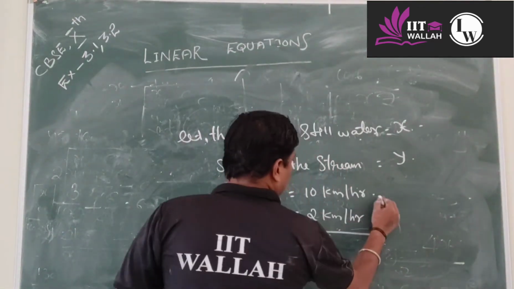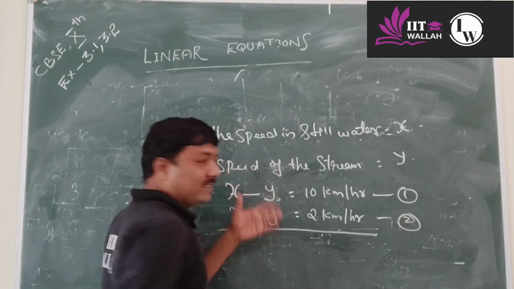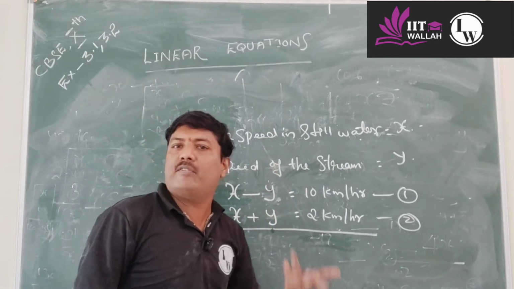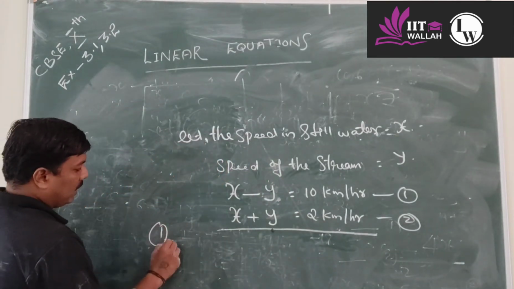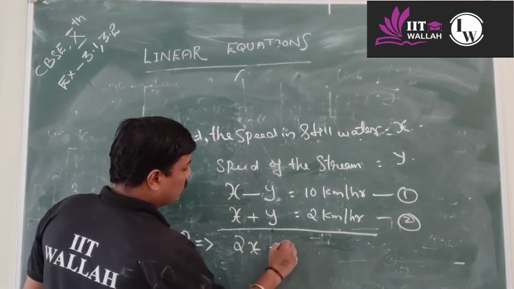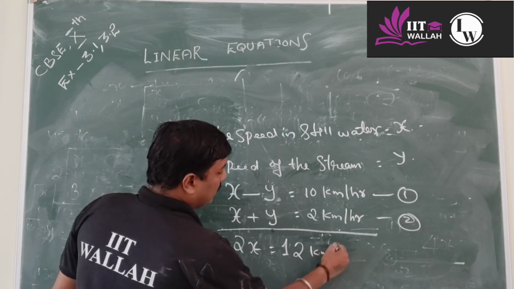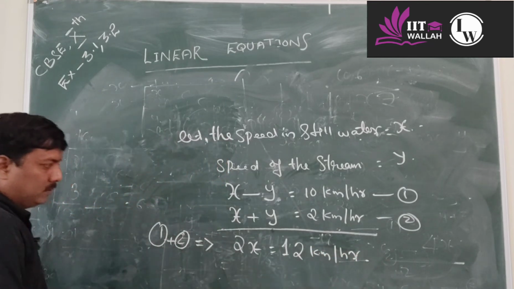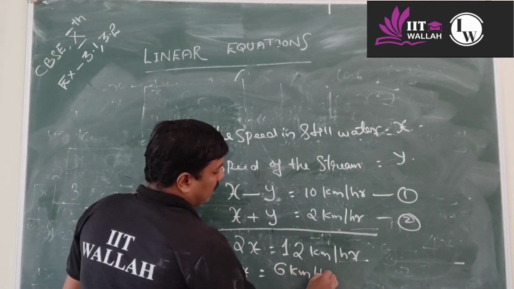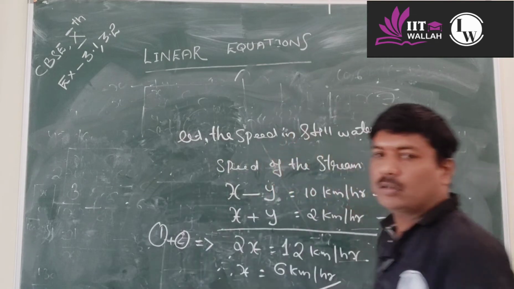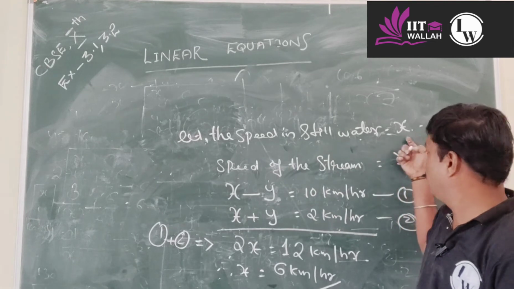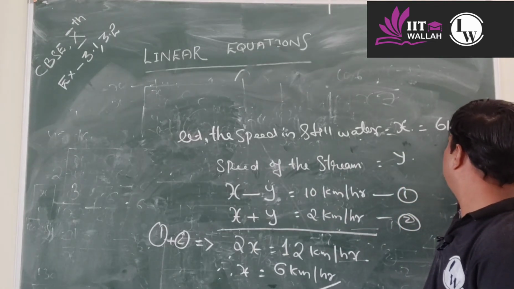Right. Now, by seeing this we are very happy. Why are we very happy? Because here minus y, here plus y. If you just add, you will get the answer. Equation number 1 plus equation number 2 will give you 2x is equal to 12 kilometers per hour. Therefore, x is equal to 12 by 2, 6 kilometers per hour. So we understood the speed of that girl in still water is x is equal to 6 kilometers per hour.